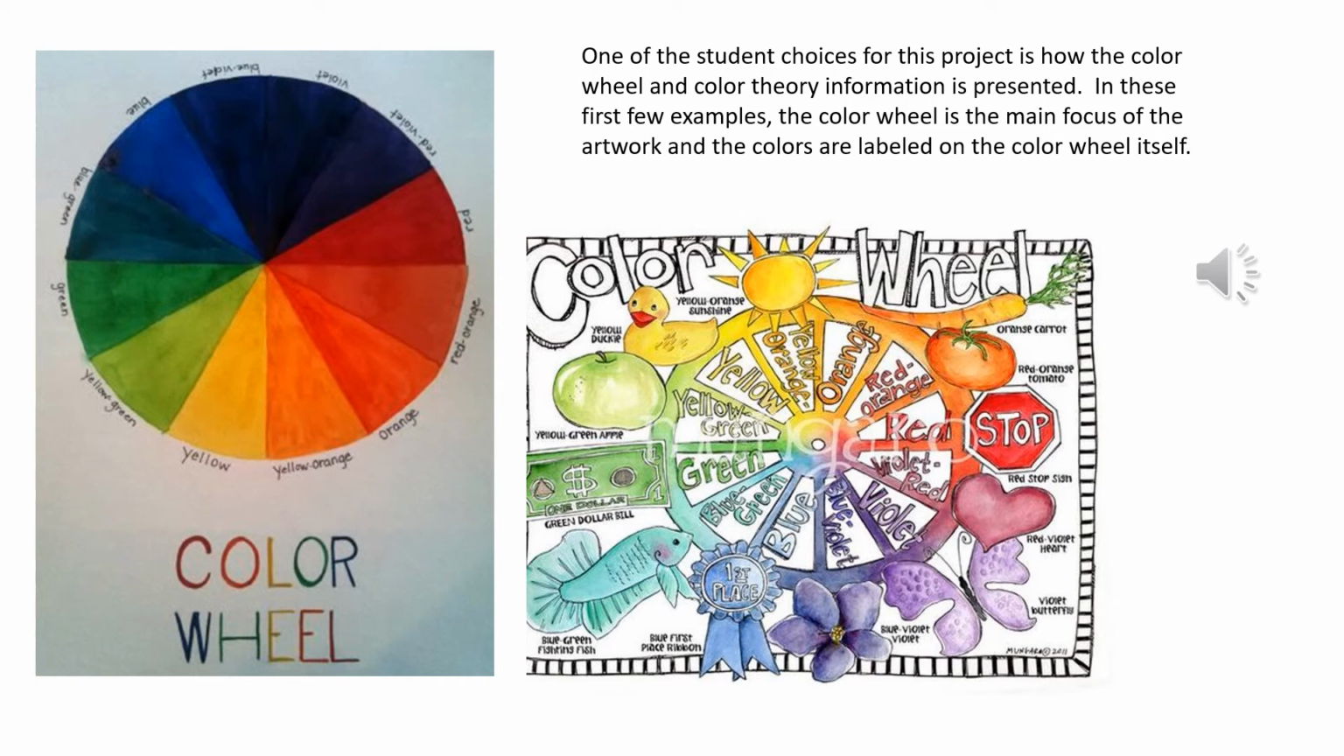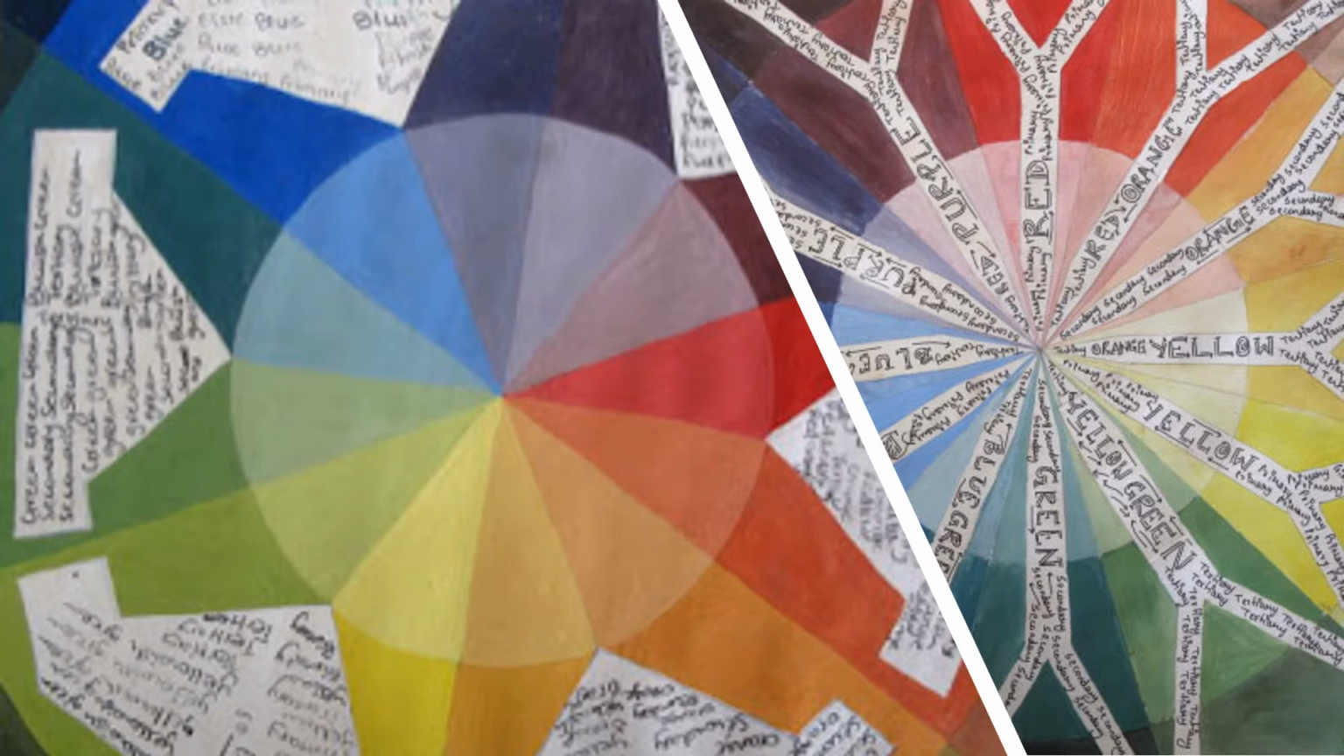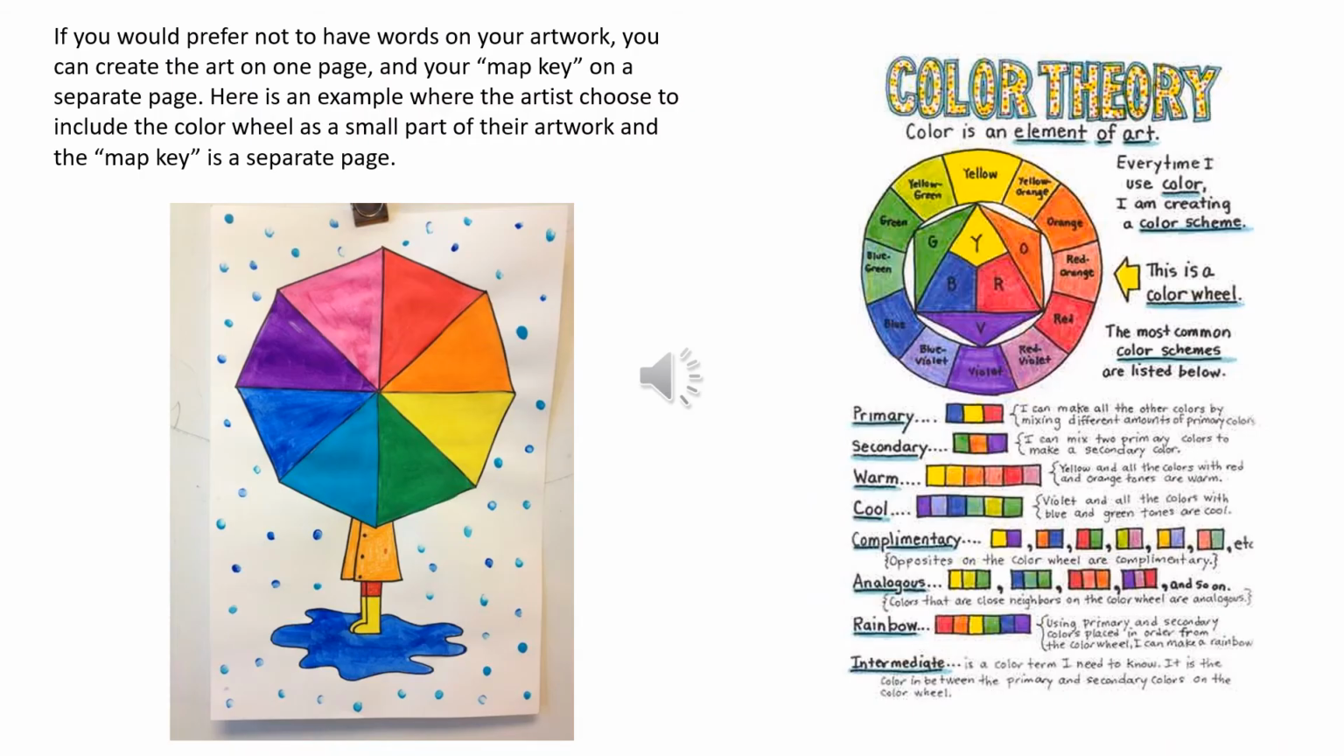One of the student choices for this project is how the color wheel and color theory information is presented. In these first few examples, the color wheel is the main focus of the artwork and the colors are labeled on the color wheel itself. If you would prefer not to have the words on your artwork, you can create the art on one page and your map key on a separate page.